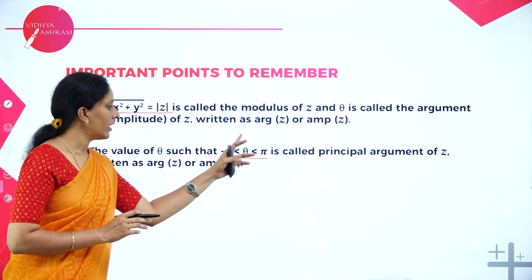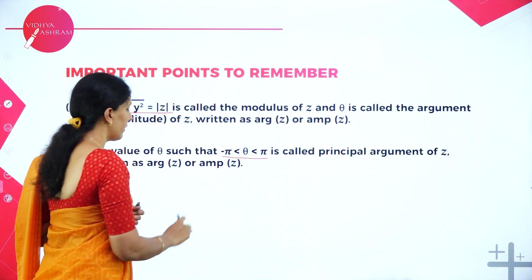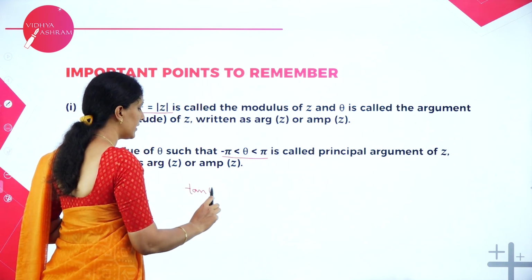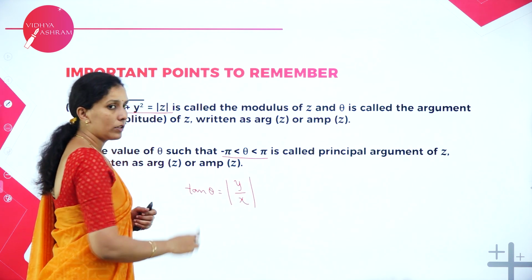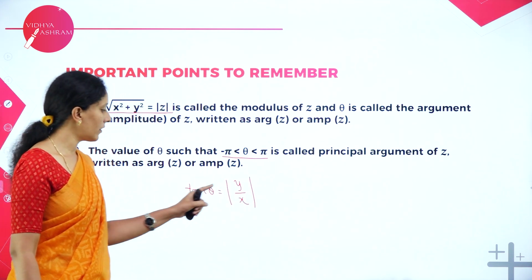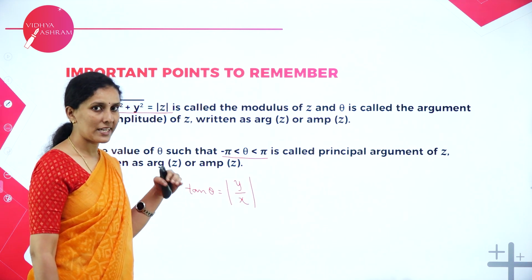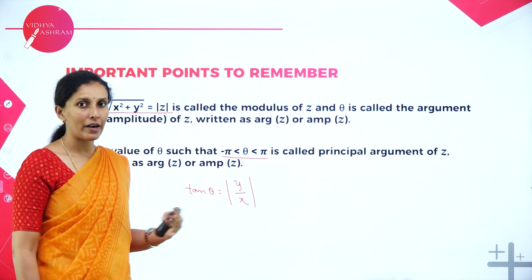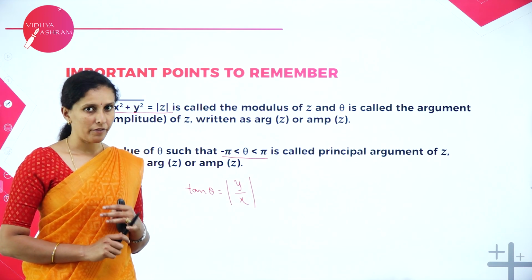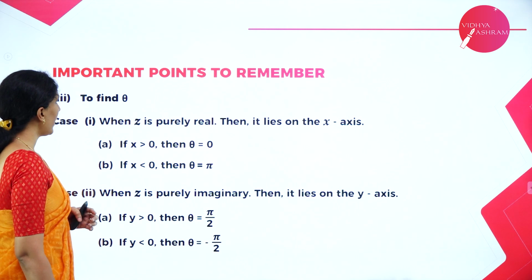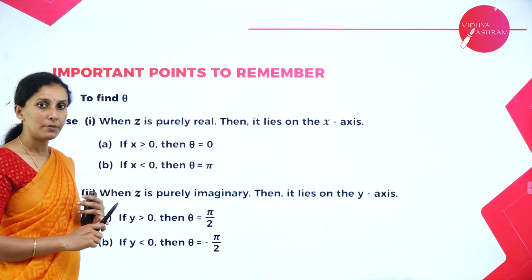That means it is the principal value of your tan theta. We can take it in the form of tan theta is equal to y by x. So, depending on the value of y by x and the real value, we can find the value of theta based on whether it lies in the first, second, third, fourth quadrant, as you have done in the principal solutions of trigonometric functions. Now, to find theta here, when z is purely real, what happens?